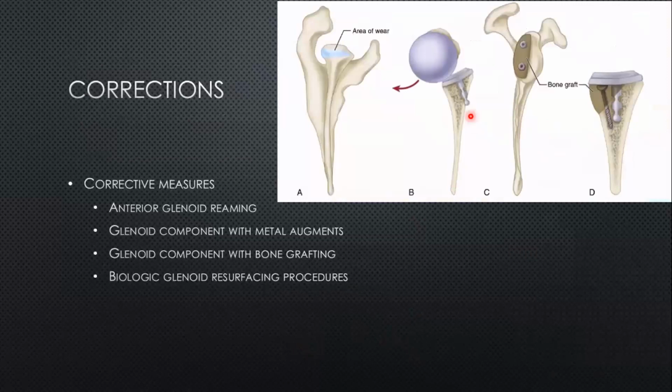So in case of excessive posterior retroversion, what we can do is anterior glenoid reaming, to balance out that retroversion. Another thing that we can do is a glenoid component with a metal augment. So wherever there is a deficiency, you put a metal component or a biological component like a bone graft, like a cancellous bone graft. And there are some papers that suggest fascial material or muscle tissue or some component in order to fill the defect.